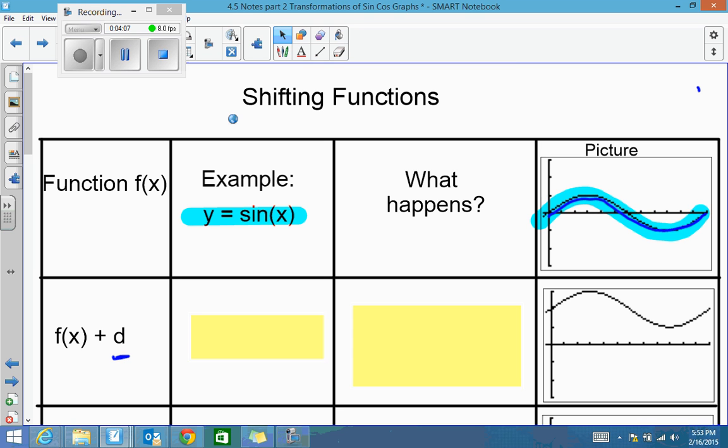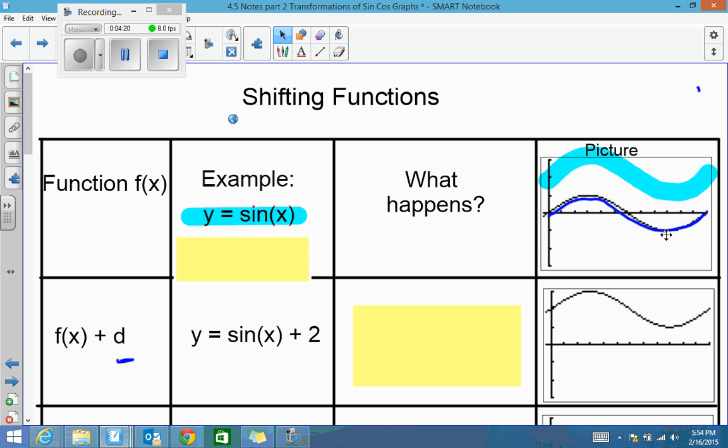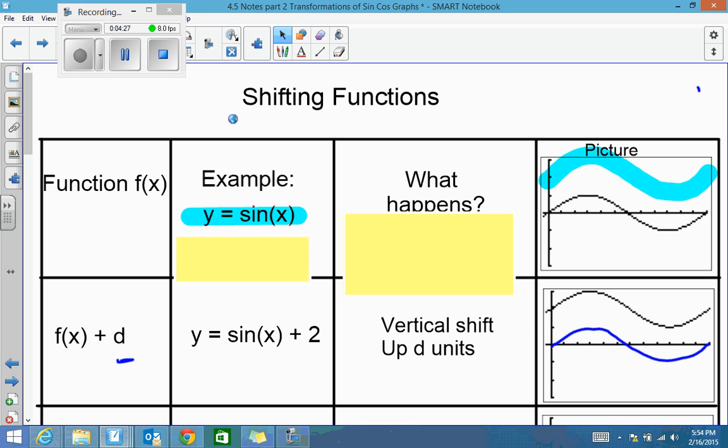Now, if we change the equation by adding a d, then the equation looks like this. Y equals sine of x plus 2. What that does to the graph is if we let this blue line represent just sine of x, then sine of x plus 2 shifts it up 2 units. So it's no longer centered around the x-axis, but it is up 2 units. Again, still has its sideways S, it's just been shifted upward.